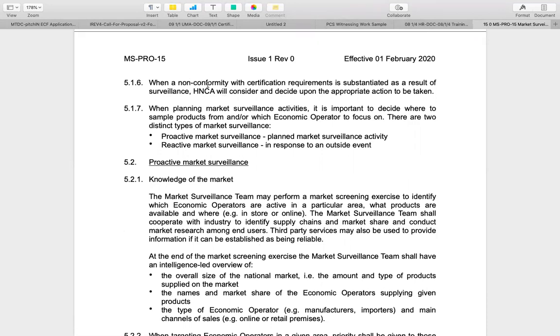So when a non-conformity with the certification requirement is substantiated as a result of the surveillance, then we will consider and decide upon the appropriate action to be taken. The team will consider this and propose or recommend the actions to be taken.